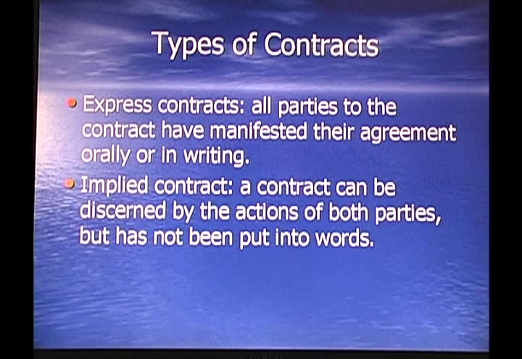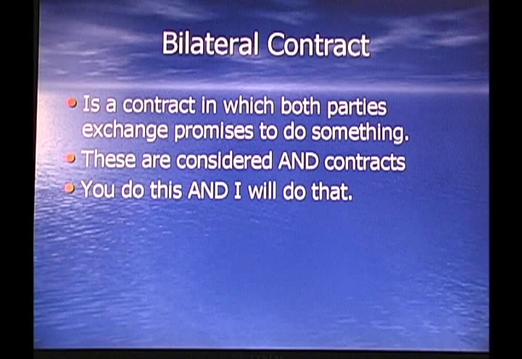Types of contracts: you have express contracts. All parties to the contract have manifested their agreement orally or in writing. You have implied contracts. A contract can be discerned by the actions of both parties, but has not been put into words. You have bilateral contracts. One is a contract in which both parties exchange promises to do something. These are considered "and" contracts. You do this and I will do that.